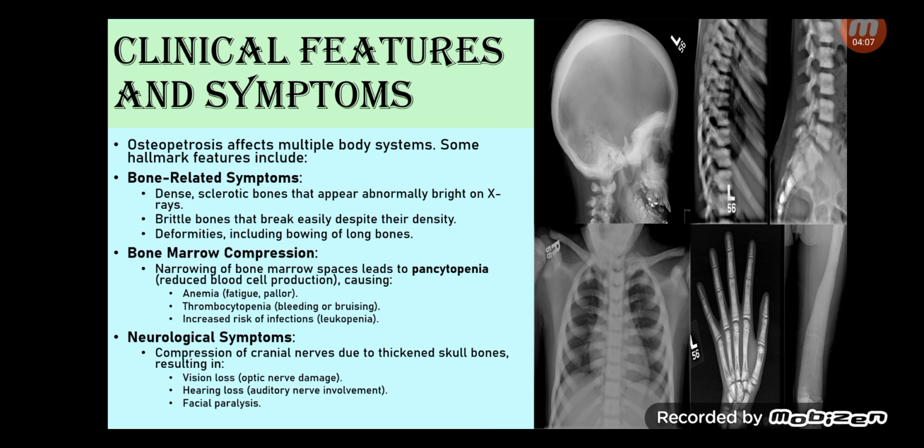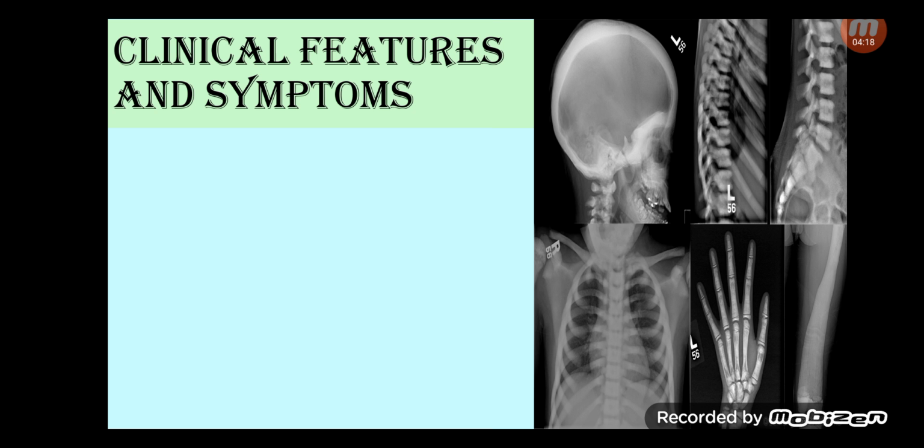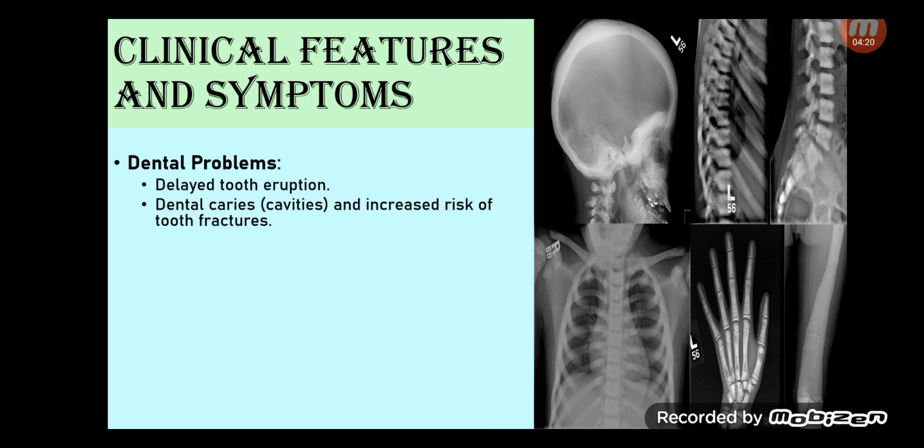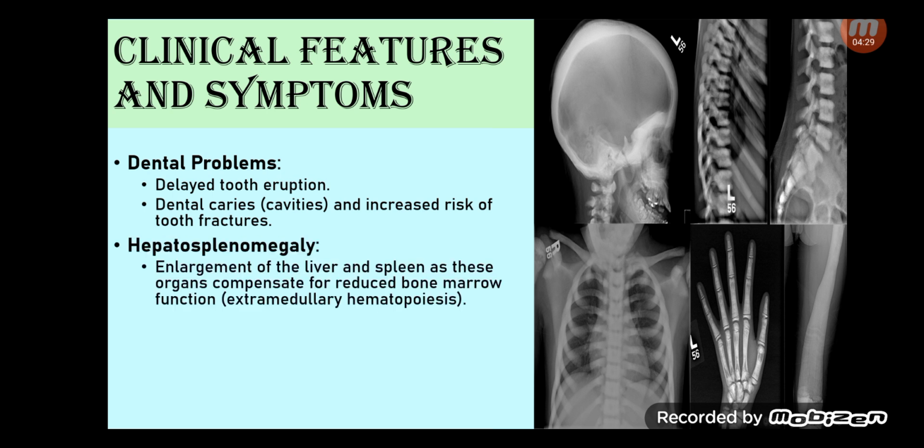Then we have neurological symptoms associated with it, that is compression of cranial nerves due to thickened skull bone resulting in vision loss, hearing loss, and facial paralysis. Then we have dental problems associated with osteopetrosis, that are delayed tooth eruption and dental caries, and also increased risk of tooth fracture.